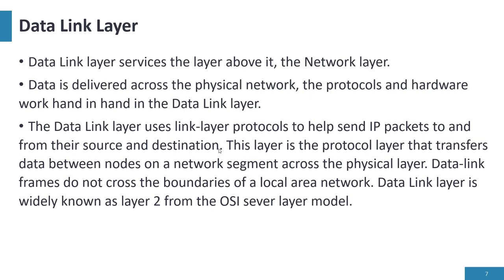The data link layer is widely known as layer 2, which is a holdover from the OSI 7 layer model. The OSI model has 7 layers, which is not used much today. The TCP/IP network model is widely used today.